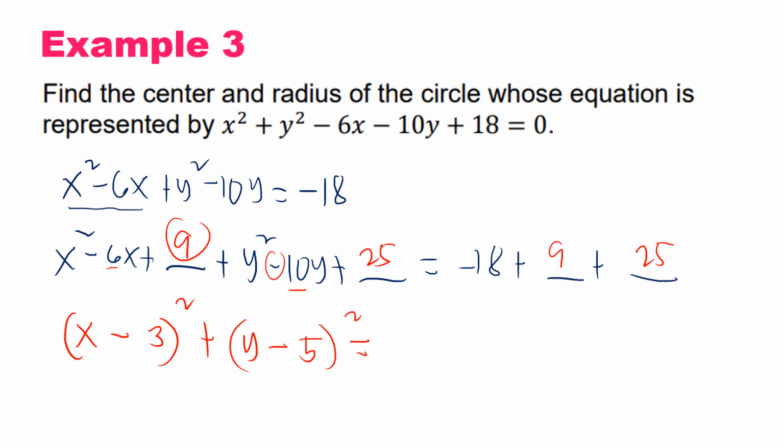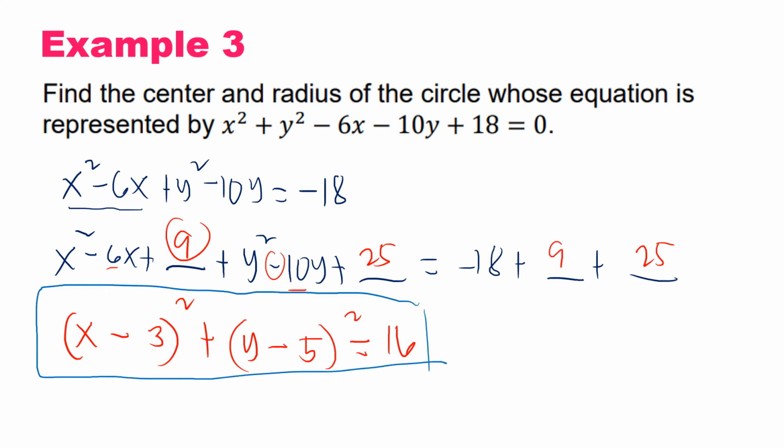Equals. So ito naman, pag inadd mo ito, negative 18 plus 9 plus 25 is just equal to, so this will be equivalent to 16. Okay? So this is now the center and radius of the circle. Actually, this is our final answer. Ito na yung final answer natin because ang sabi, find the center and radius of the circle whose equation is represented by x squared plus y squared minus 6x minus 10y plus 18 equals 0.